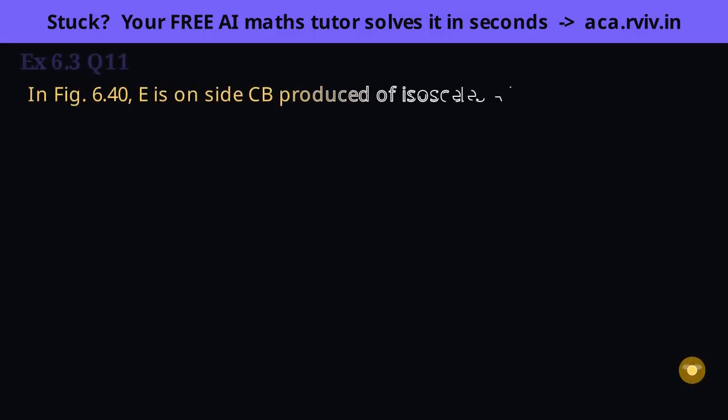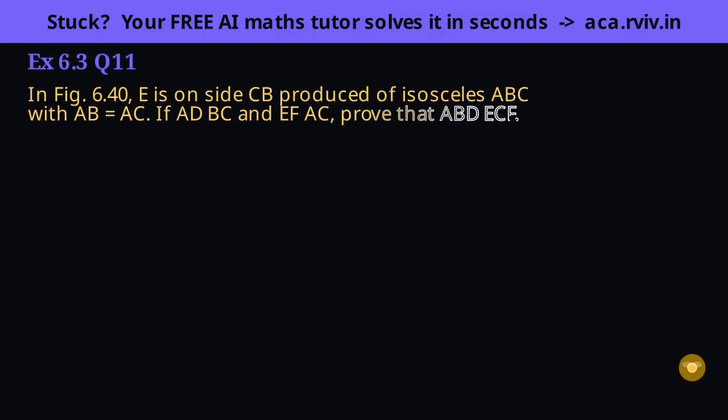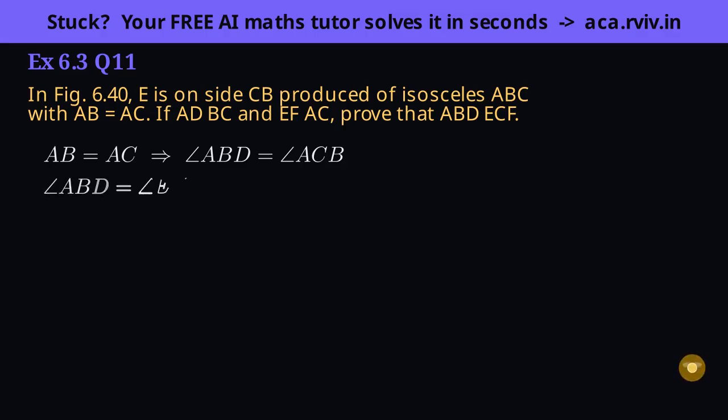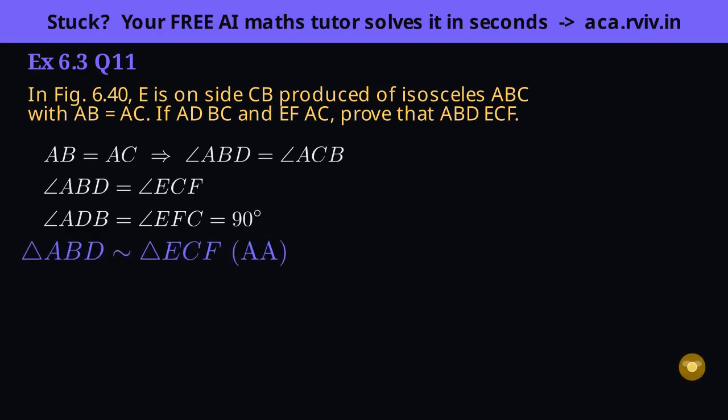Isosceles equal angles plus two right angles deliver AA. Set up, the triangle is isosceles with AB equals AC, so its base angles are equal. Angle ECF is the same as angle ACB, vertically opposite or the same base angle, so it equals angle ABD. Both AD perpendicular to BC and AF perpendicular to AC give right angles. Two equal angles give AA similarity.